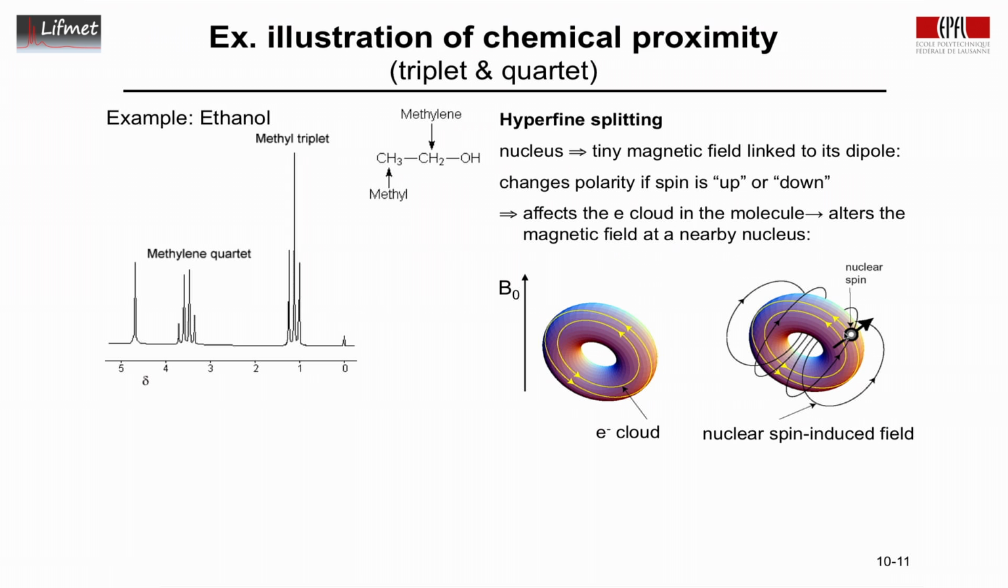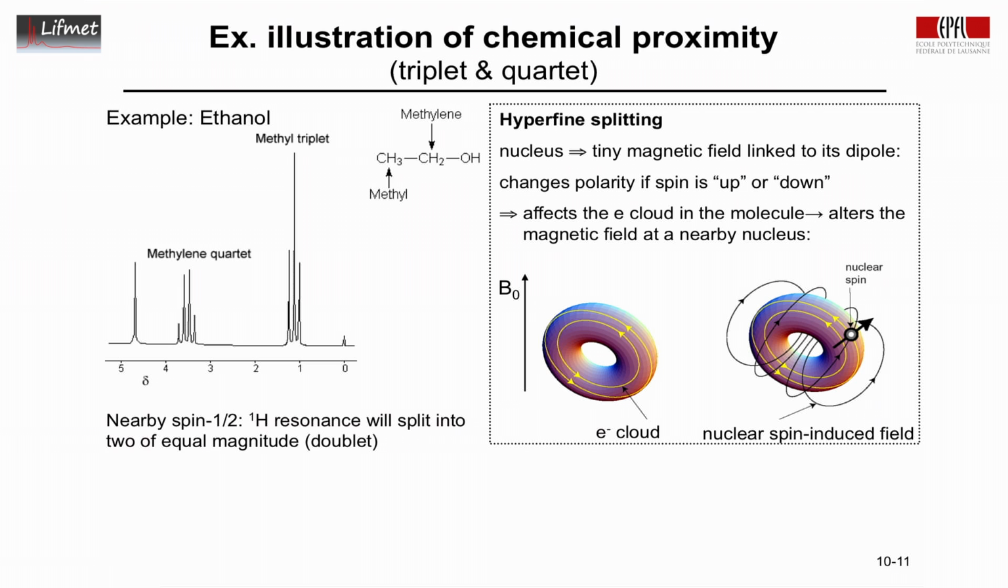So if I have a nuclear spin here, this nuclear spin points either in this direction or in that direction. This will create an additional magnetic field. This creates an additional reorientation of the electron cloud, and at the site of the nucleus that we're measuring, it will, depending on its orientation, create a small change in the resonance frequency or the Larmor frequency.